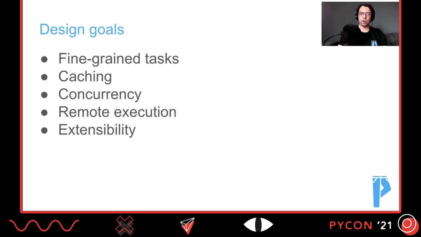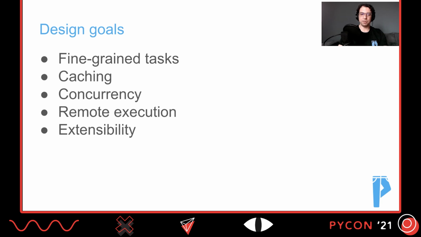So to do less work, you need tasks to be fine-grained so that on changes, less of the work gets invalidated. And you want caching so that you don't repeat work that's been done before, either by you or by someone else on your team. So those first 2 design goals are really driven by the need to do as little work as possible. The second 2 design goals are driven by the need to do more work at the same time.